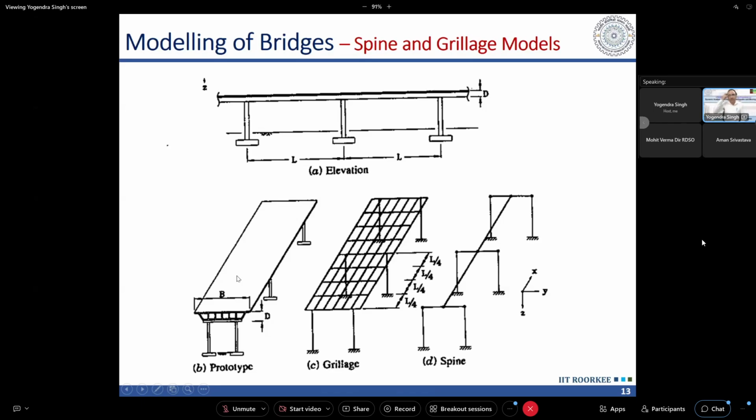superstructure can be modeled in three ways. The simplest model of the superstructure is a spine. In this case, we can see that the substructure is also modeled with frame elements, and the superstructure is modeled by one line of frame elements. There can be a single element running between two piers, or there can be multiple elements. Sometimes we assign multiple elements, especially when we are doing a moving load analysis. Then we have to mesh this span into a number of linear elements, and these linear elements are connected to the frame model of the pier through appropriate constraints here.